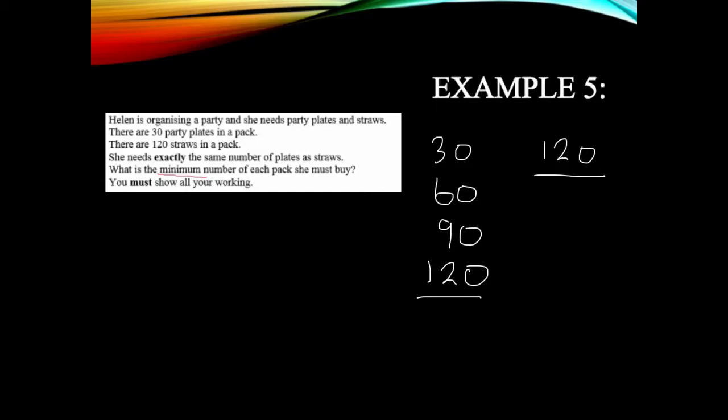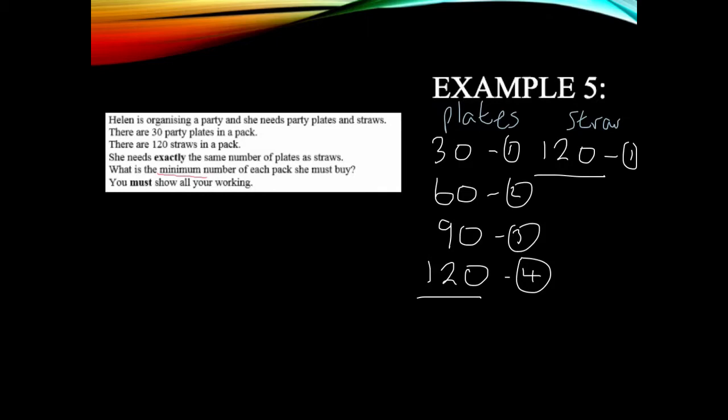Well, this was 1 pack. This was 2 packs, 3 and 4 packs, and this was 1 pack here. Yet my working's still a little bit messy. How can I tidy this up just a little bit? I'm thinking that I need to label them. These were plates, and these were straws.